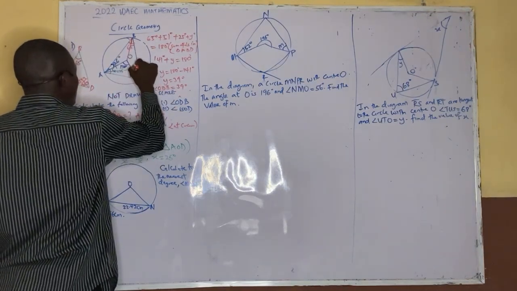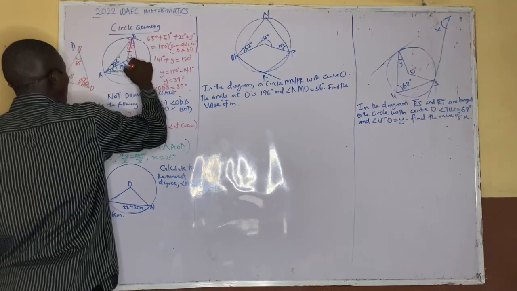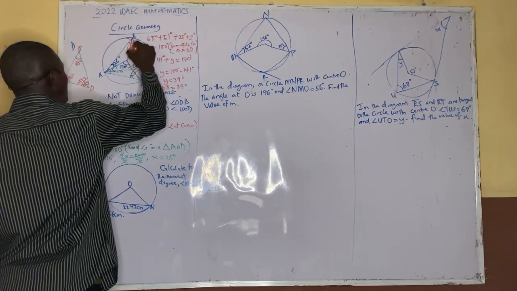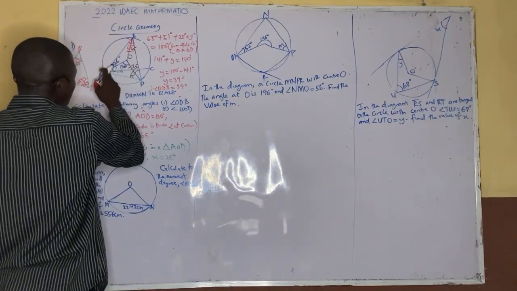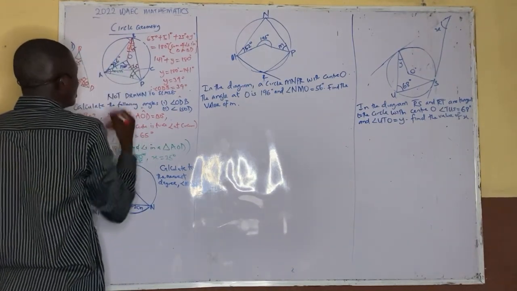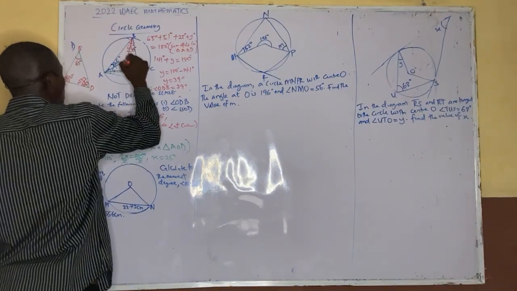So this is 39 degrees. And because it's an isosceles triangle as well, we have 39 degrees. So 39 degrees plus 39 degrees, then you take it from 180 degrees. It will give you the angle, this angle ODB that we are looking for.